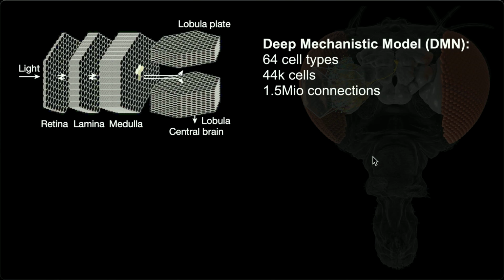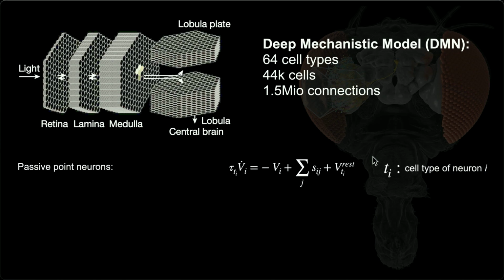So we tried to build the simplest possible mechanistic model of this, and simplest possible in that case means that every neuron was modeled as a passive point neuron. There's no spatial structure, there's no nonlinear dynamics. And we assume that all neurons of the same cell type are identical. We use the simplest possible synapse model, which are current-based synapses, so that the input that one neuron gives to the other one is just a threshold linear function of the input.